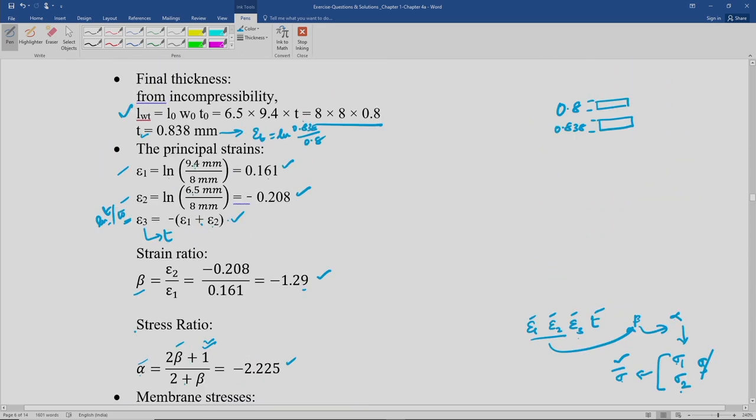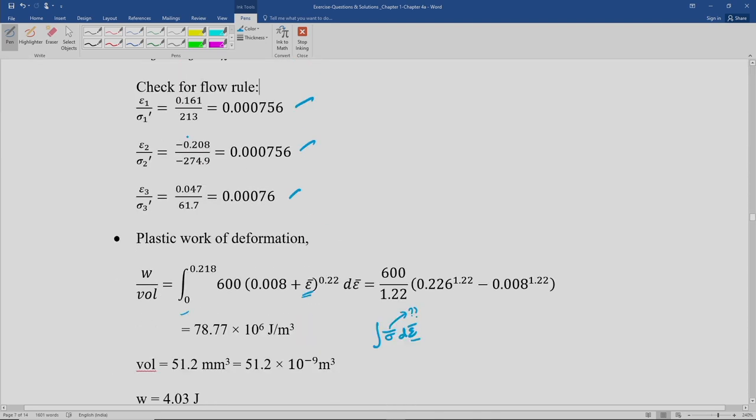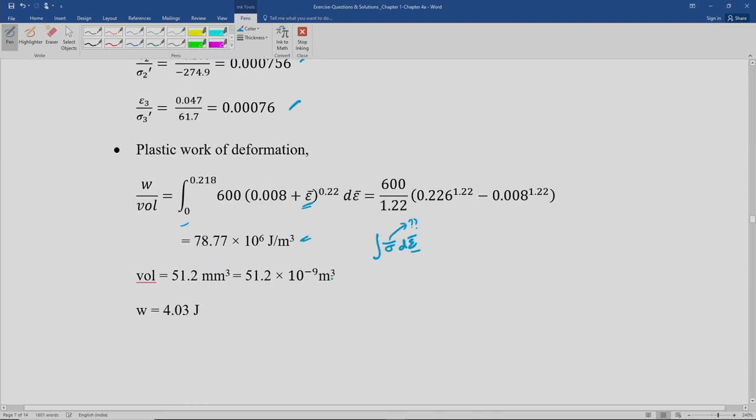What is instantaneous volume? 6.5 into 9.4 into 0.838 mm cube, right? So if you multiply that with this, then you will get work done, which is nothing but 4.03 joules. If this form of the equation is going to be different, then naturally you are going to get a different work done. Assuming that, let us say, 0.008 is not given, 600 epsilon power 0.22, then there will be some slight change in the work done.